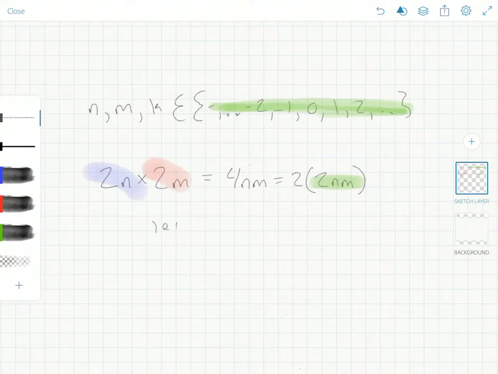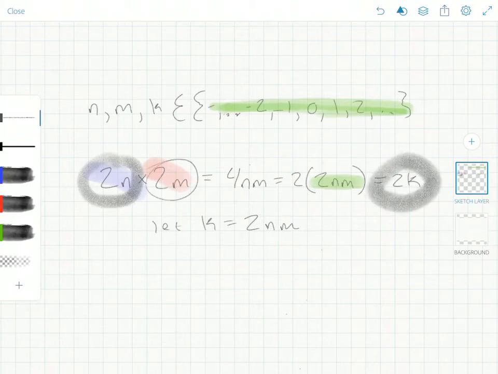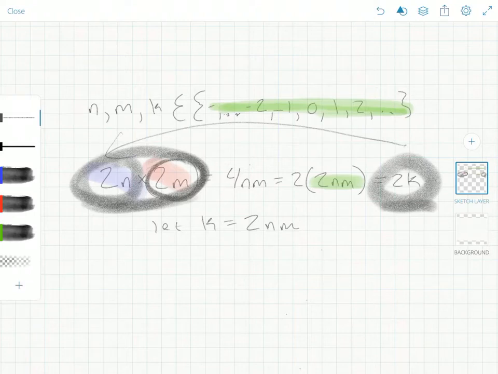So because that's true, I'm going to make a little substitution here. I'm going to say let k equal 2nm because k is an integer and 2 times n times m is an integer. So I could just do the little substitution here and say this is really equal to 2k. And now I'm right back to my form of an even number. If by definition this is even and this is even, then this has the exact same form as this right here. So the product of these two things is going to be even as well.